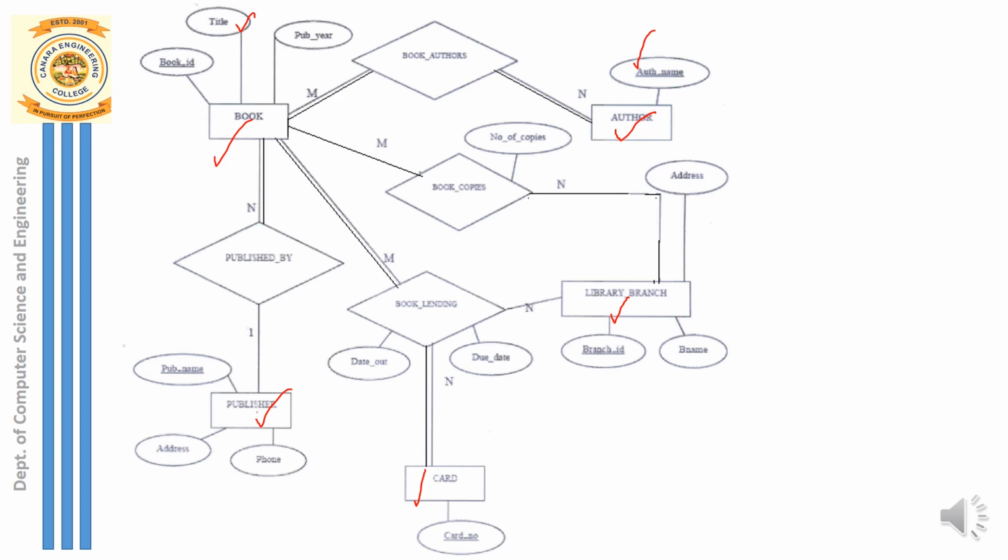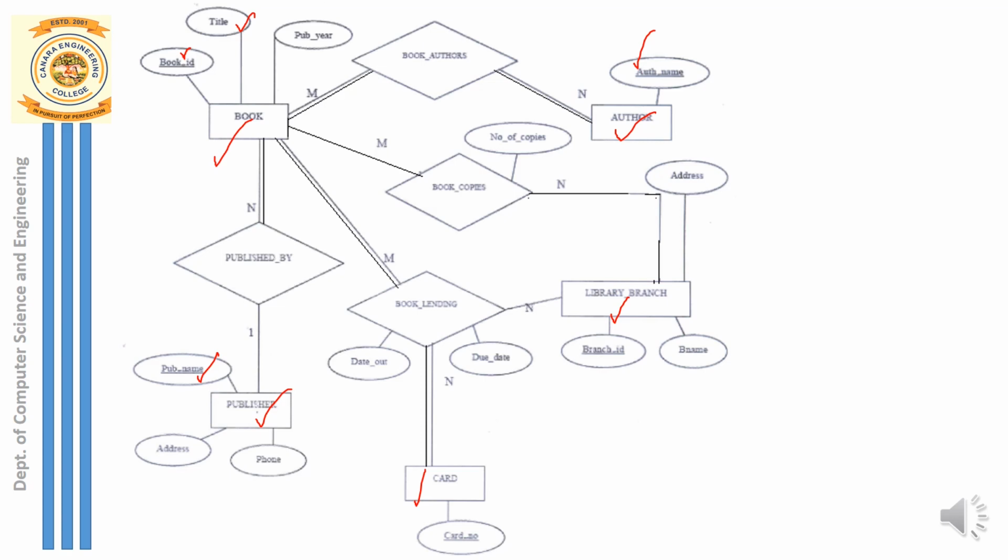You can note here that the primary key should be underlined. So this book ID in the book table indicates it's a primary key. Here author name is the primary key. Similarly here program ID or branch ID is the primary key. Here card number is the primary key, and in the publisher table, publisher name is the primary key. So remember to underline all the attributes which are part of the key of an entity.